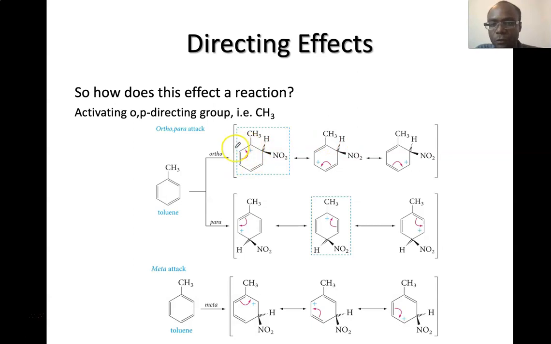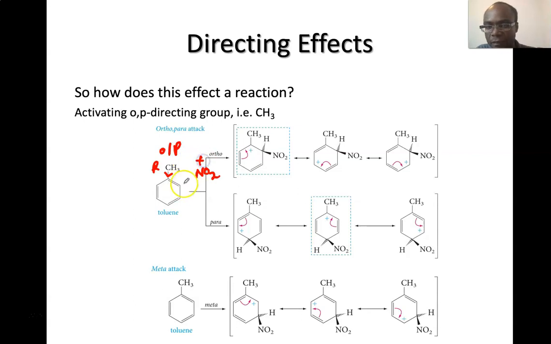So if you were to draw the resonances and see where the charge distribution is, assume you have an R group, right? And you do nitration. Let's assume you're putting the nitro group on ortho, because we know R groups are electron donating groups, so they should be ortho para directors.